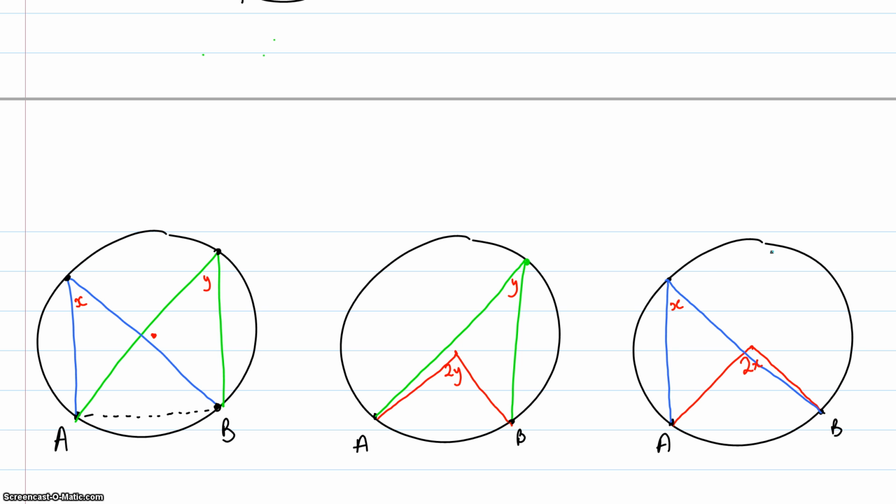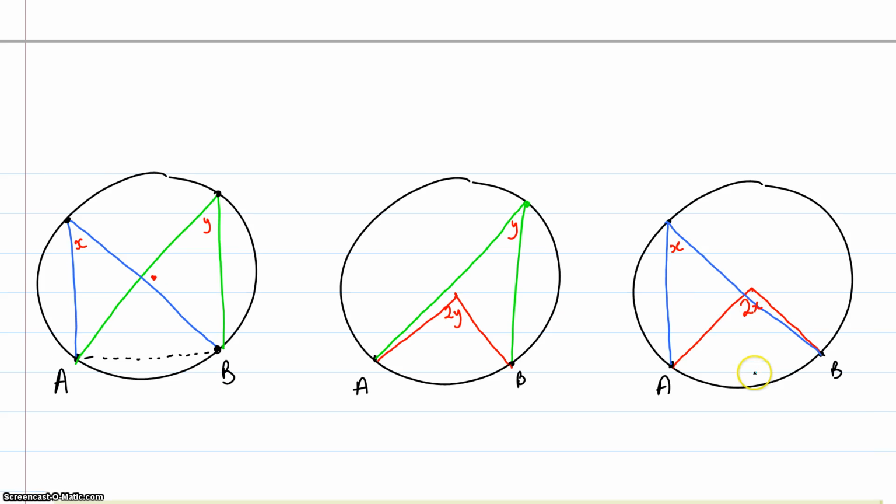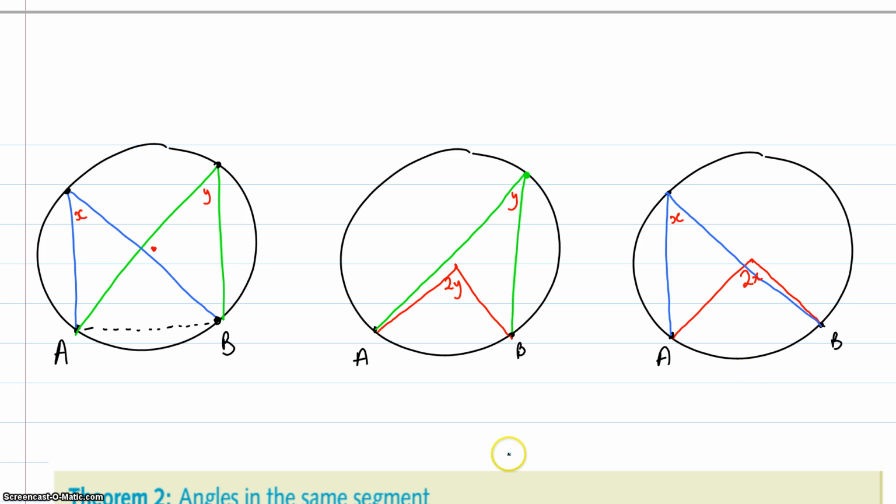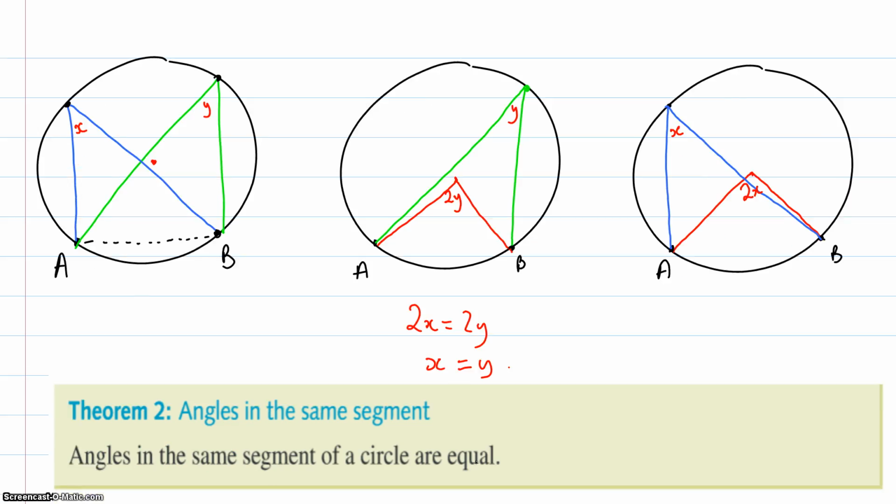But we're left with this situation where that's x, this is 2x, and that's y, that's 2y. What we can see is that these angles here are exactly the same. 2x and 2y are exactly the same thing. So in this situation, if 2x equals 2y, then x has to equal y. And that leaves us with this proof.